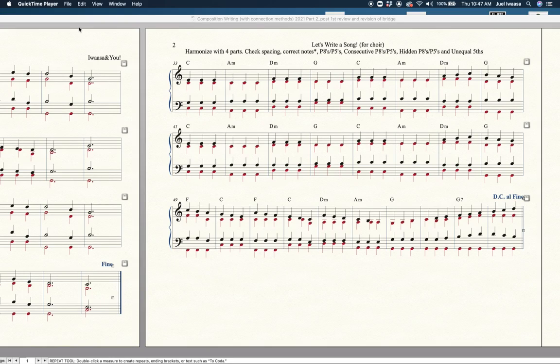Follow up after the sort of meandering work session where we went through the B section here and looked at our first write, found a bunch of parallel fifths and an unequal fifth and a couple other things, and tried different solutions for them. And then worked out the end there.